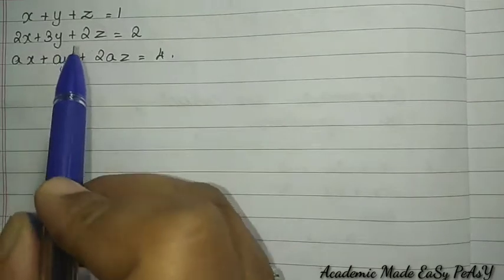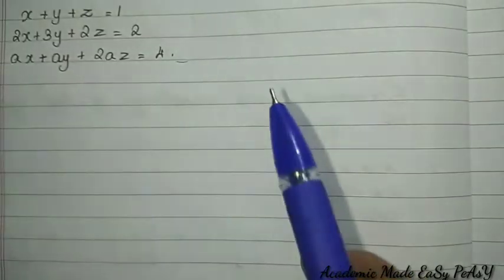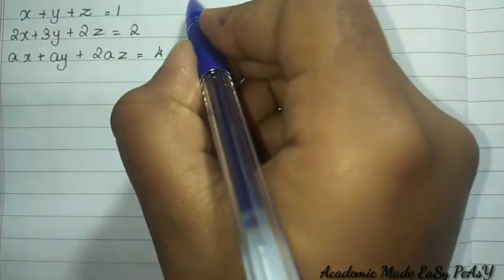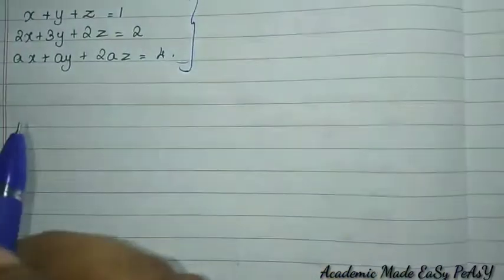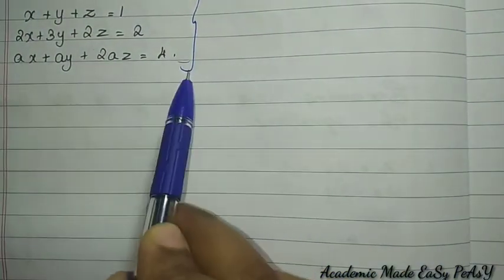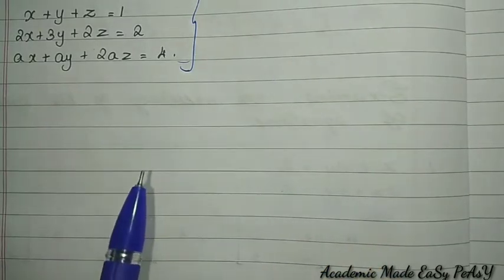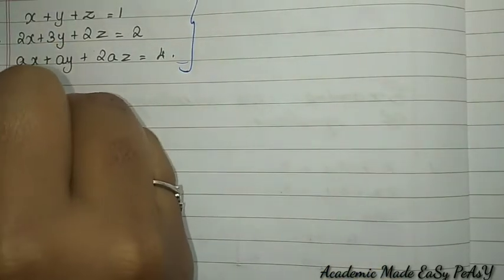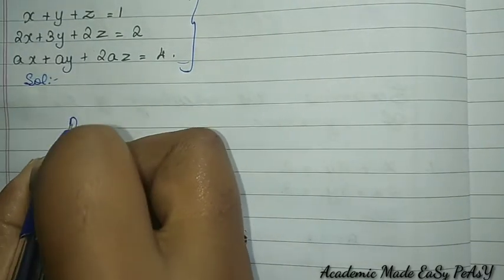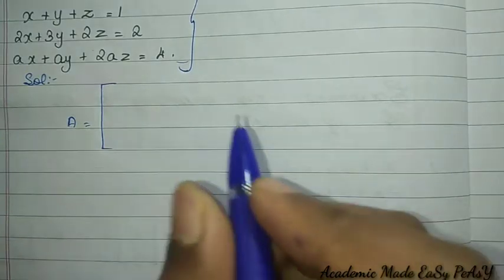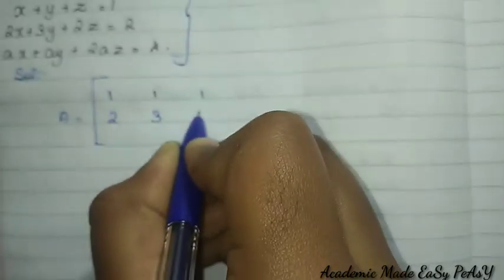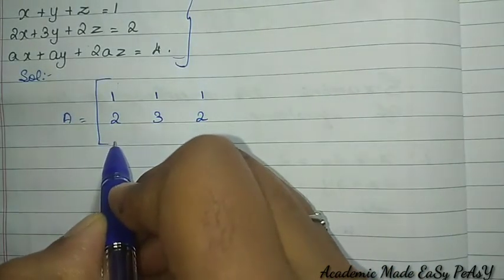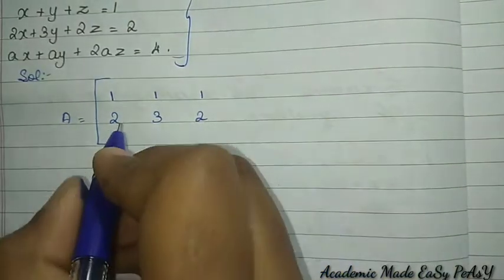Next, three equations are given. Till now we were seeing two equations, but from now we will be seeing three equations. For these three equations we have to check whether it is consistent or not. So solution. First, let us take the matrices. Matrix A is equal to the coefficients of x, y, and z: 1, 1, 1, 2, 3, 2. This column will be for x, this column for y, and this for z.